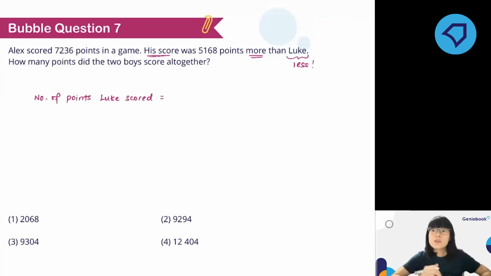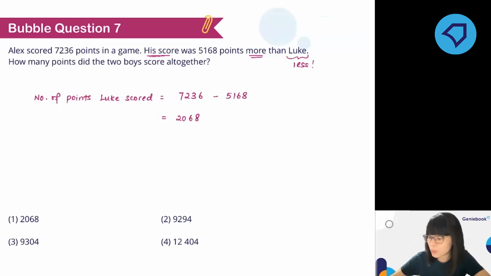Okay, so if Luke scored 5,168 less than Alex, we need to take Alex's score minus away the additional part, the extra part. So you're going to take 7,236 minus 5,168. And what do you guys get once you do your subtraction? 7,236 minus 5,168. What do you guys get? Anybody? 2,068. So this is Luke's score, correct?